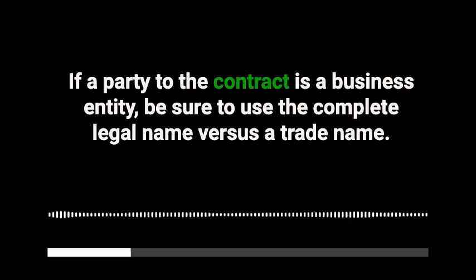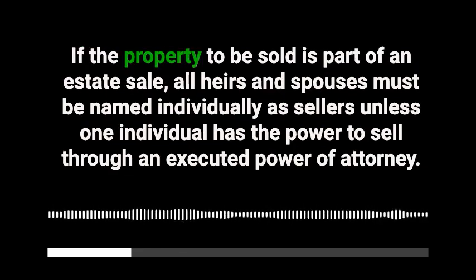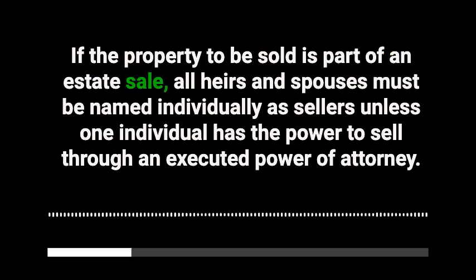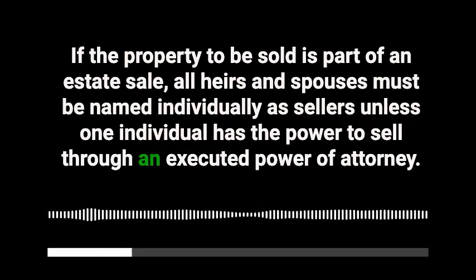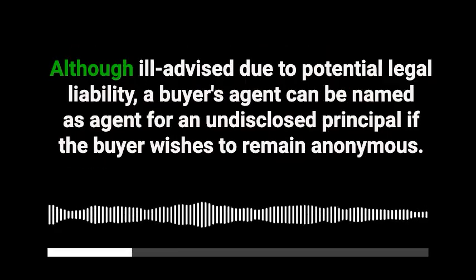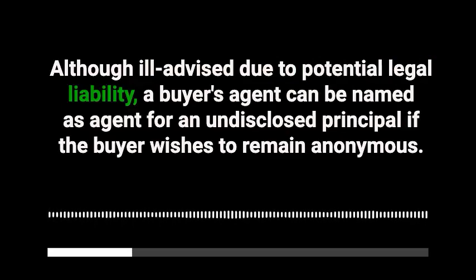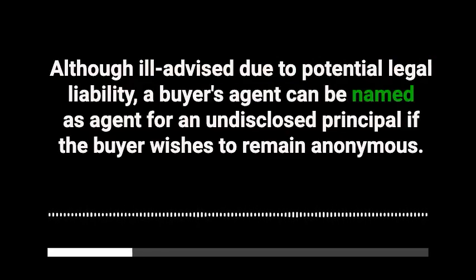If a party to the contract is a business entity, be sure to use the complete legal name versus a trade name. If the property to be sold is part of an estate sale, all heirs and spouses must be named individually as sellers unless one individual has the power to sell through an executed power of attorney. Although ill-advised due to potential legal liability, a buyer's agent can be named as agent for an undisclosed principal if the buyer wishes to remain anonymous.